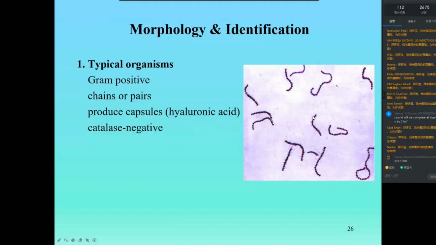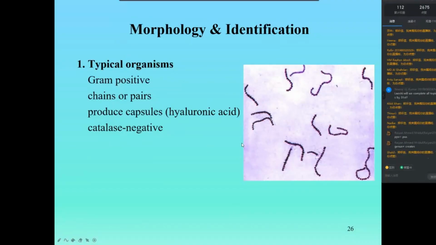And they can also produce toxins and enzymes. The first type of enzyme is called streptokinase. Streptokinase can transform the plasminogen of human plasma into plasmin. You know, plasmin is an active proteolytic enzyme that can digest fibrin and other proteins, allowing the bacteria to escape from blood clots.